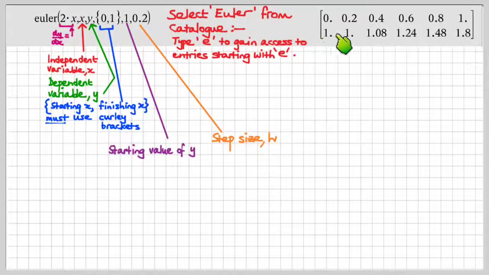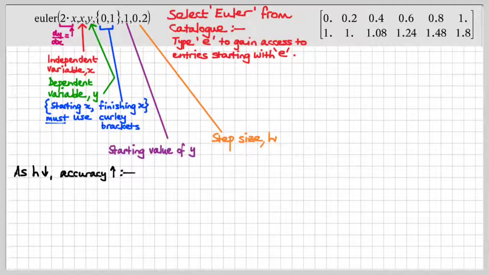It iterates and it works it out for you in an absolute flash. You get that, and you can see that our last estimated value, which is the estimate of y when x was 1, with 5 increments, is going to be 1.8. We did that manually, so we must have been correct, yes?